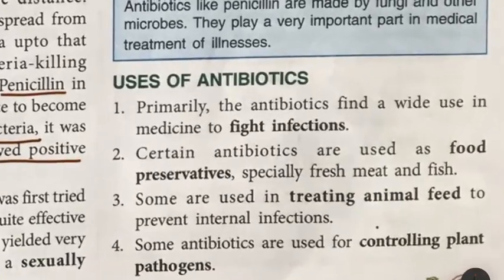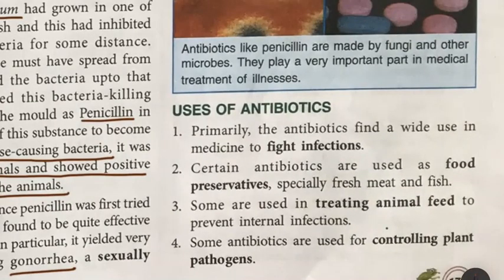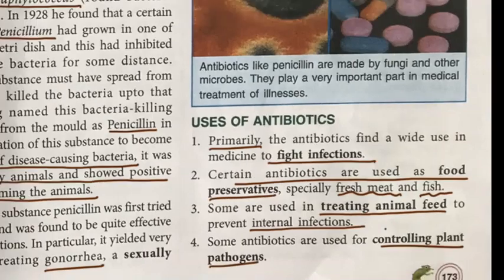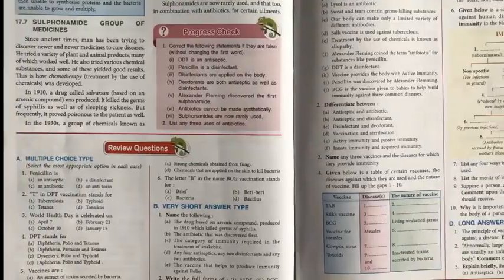So what are the uses of antibiotics? The main use, primarily, is in medicine to fight infections, especially those caused by bacteria. There are certain antibiotics which are used as food preservatives, especially for fresh meat and fish, so that bacteria do not grow on it and spoil the meat and fish. And some are used in treating animal feed. Poultry, chicken are given a lot of antibiotics, okay, so that they do not have any internal infections. And some antibiotics are used for controlling plant pathogens. Now, plant pathogens means the germs which cause diseases in plants.